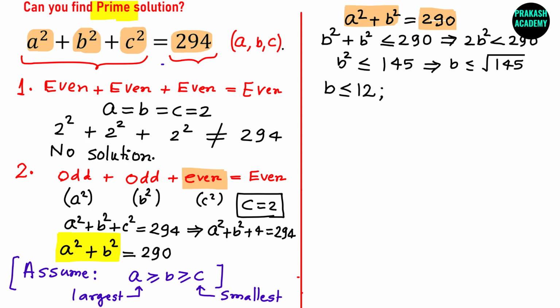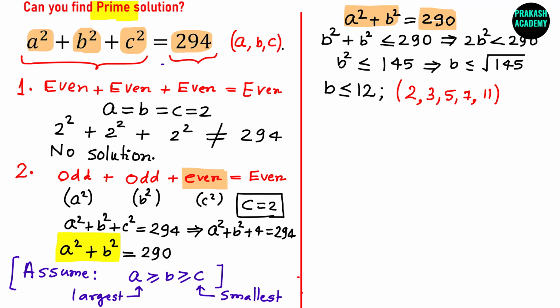Now what are the prime numbers that are less than 12? So we have 2, 3, 5, 7 and 11. These are the only numbers less than 12 that are prime.